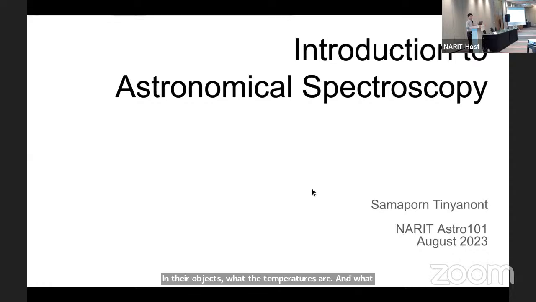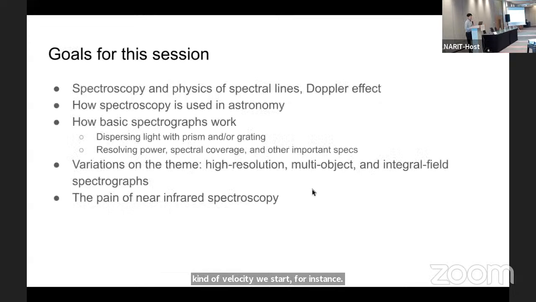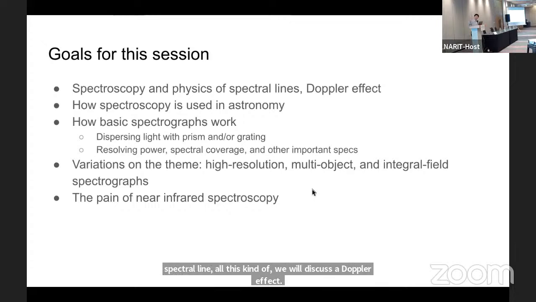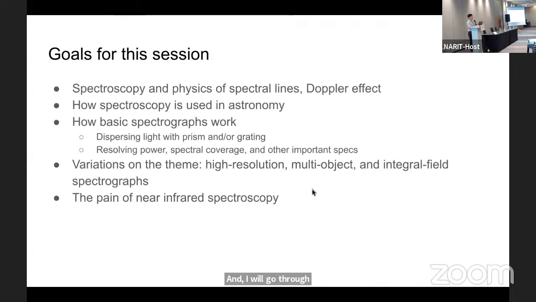Today we will look at the physics of spectroscopy, spectral lines, all these kinds of emissions. We will discuss the Doppler effect, and I will go through quickly how spectroscopy is used in astronomy with a few example use cases. There are infinitely many science cases that we use spectroscopy for, so probably we're not going to mention all of them.